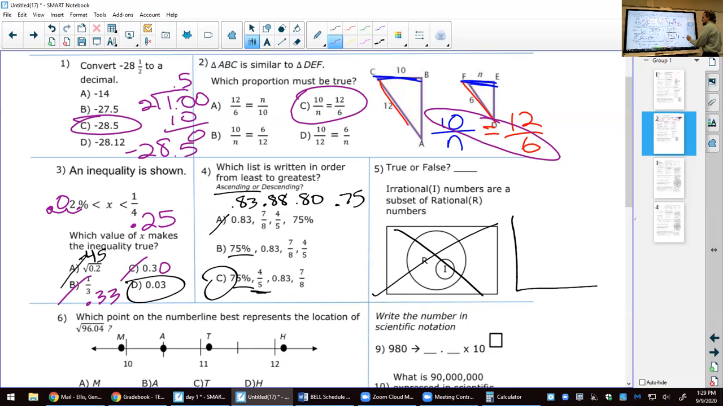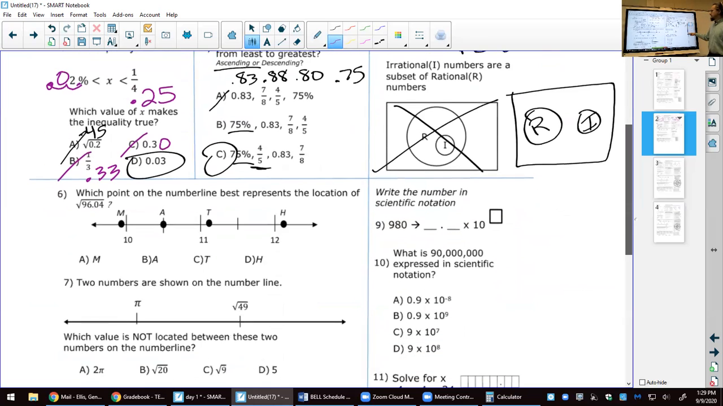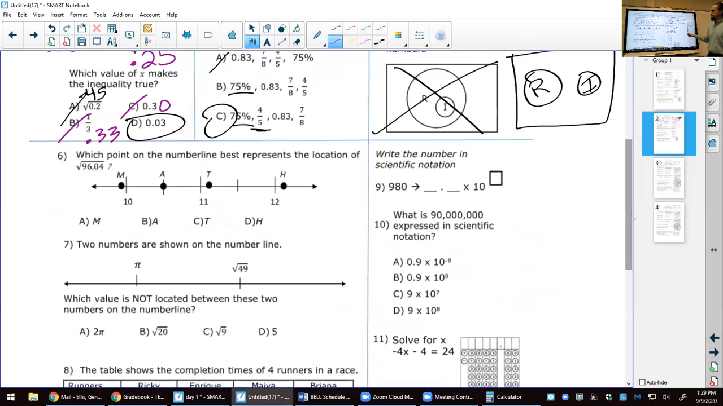A number is either rational or irrational. So what this should really look like is you should have one set of rational numbers and one set of irrational numbers. So these two are non-overlapping. You have to pick one or the other. So this is a big old false. Unless it was meant to say irrational numbers are a subset of real numbers, because that would be true. But then what would the universe be? I don't know. Put false.